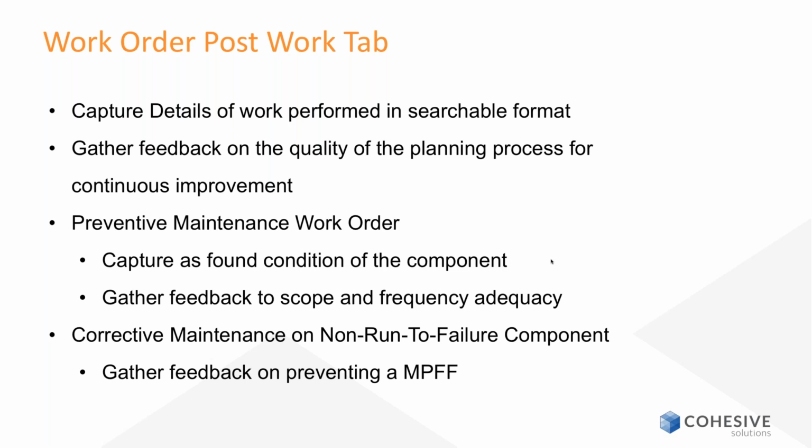If it was a corrective maintenance on a non-run-to-failure component, then we gather feedback trying to determine if it was a maintenance preventable functional failure and what we could have done to prevent it. I said non-run-to-failure component because if the maintenance strategy or the criticality of the component is run to failure, then I eventually expect to have a failure. So it doesn't necessarily make sense to capture feedback on whether I wanted to prevent that or not, since that was my strategy going in.